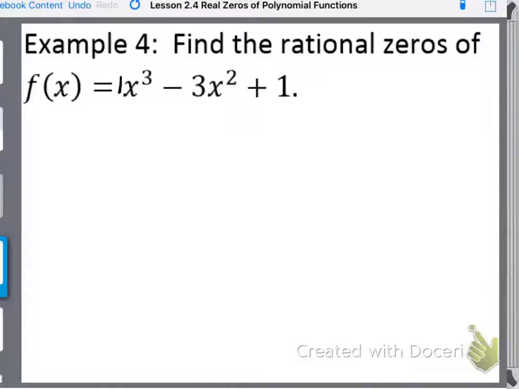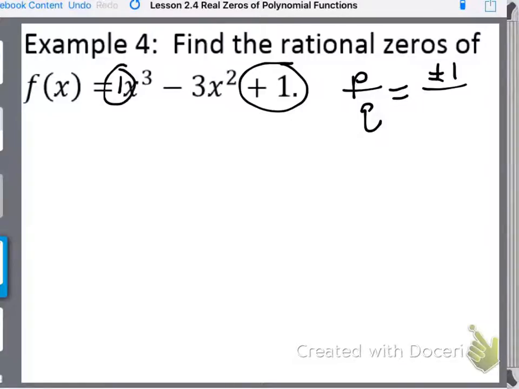So when it says to find the rational zeros of this particular function, what we want to do is our P over Q. Here our constant term is just 1, so it's plus or minus 1, divided by the factors of the lead coefficient, plus or minus 1. So we have 2 possible rational zeros, at plus or minus 1.